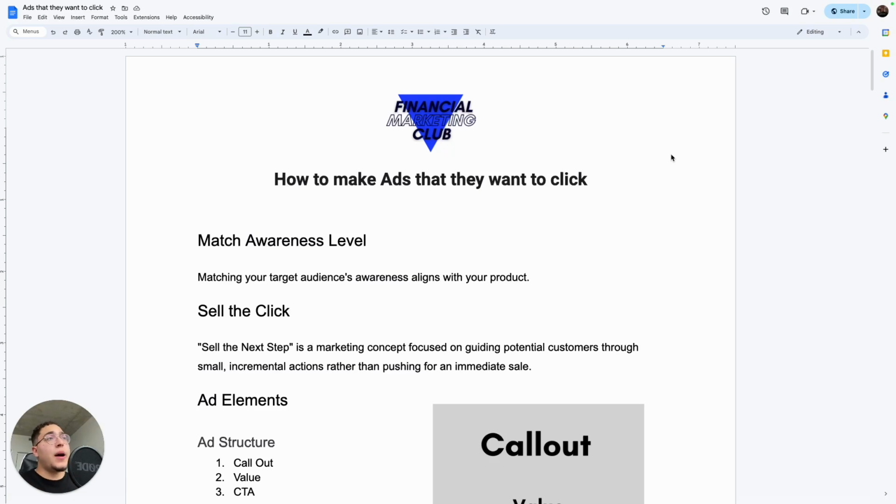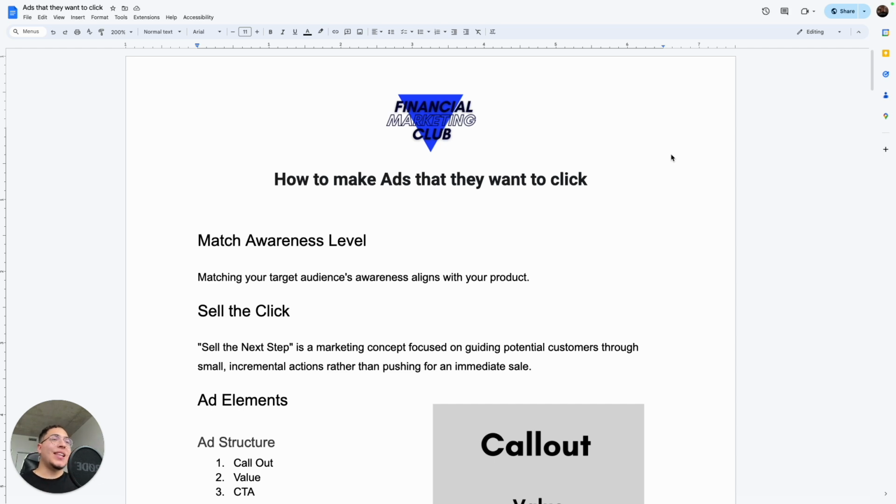So when talking about making ads that people actually want to click, it's less complicated than a lot of people believe if you follow these few steps. The first one is matching the awareness level. For example, if I'm only aware that I have a problem, I won't resonate with an ad that talks about the product, only about the problem.